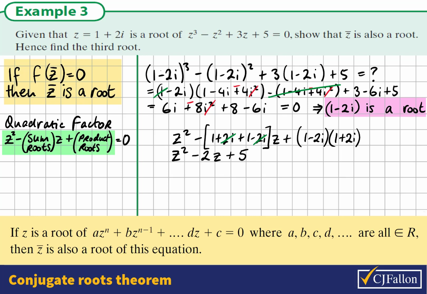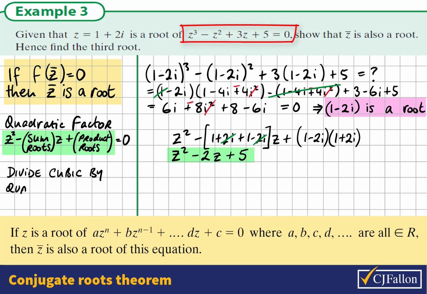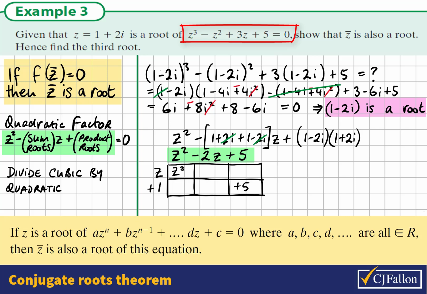Now that we have a quadratic factor, we could find the missing linear factor by division. So if we divide our cubic equation by the quadratic, the way we normally solve cubic equations, we'd be able to find the missing linear factor. I'm going to use the array method for this division. We know where to place the z cubed term. Z multiplied by z squared gives us z cubed. We know where to place the constant term 5. 1 by 5 is 5. So we actually have our linear factor already, z plus 1.